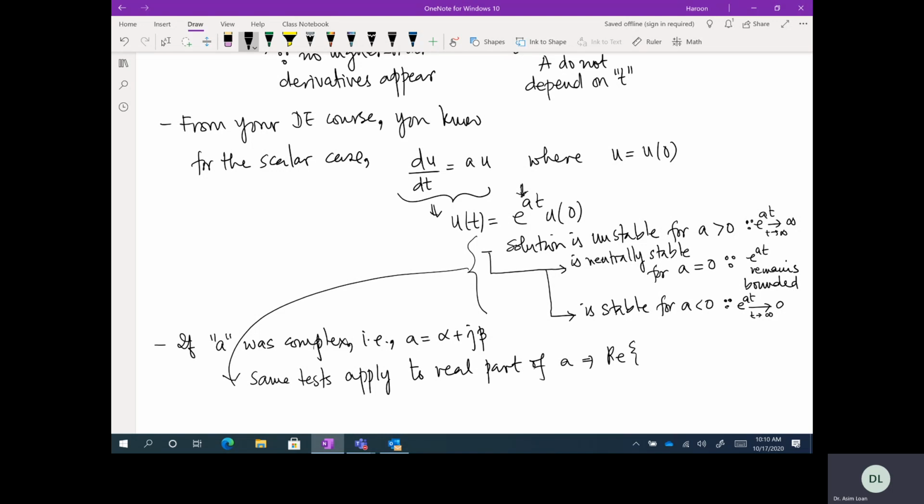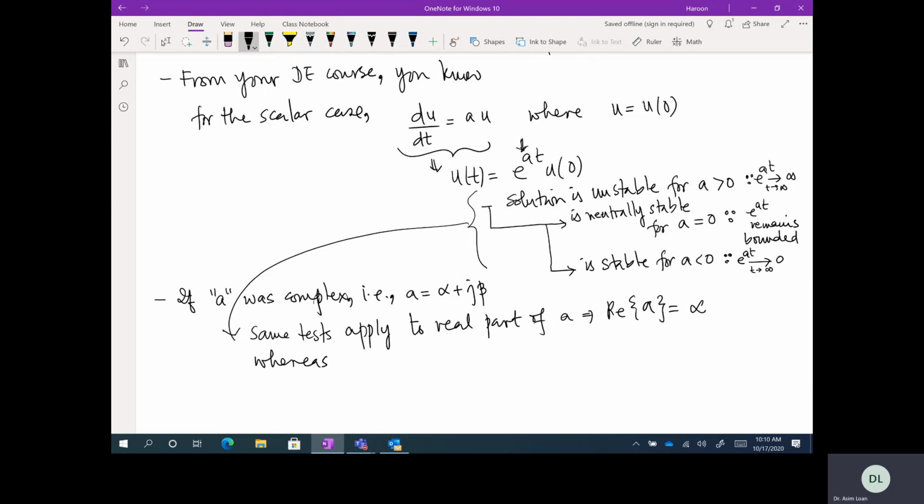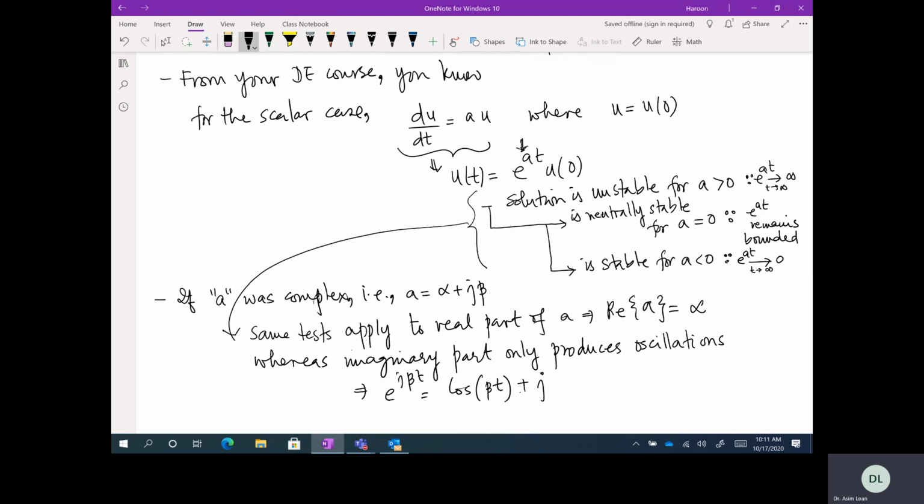Implying the real part of a is simply alpha, whereas the imaginary part only produces oscillations, implying e^(j beta t) by Euler's identity is cosine of beta t plus minus j sine of beta t. This is Euler's identity.